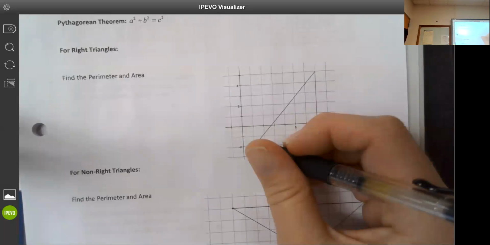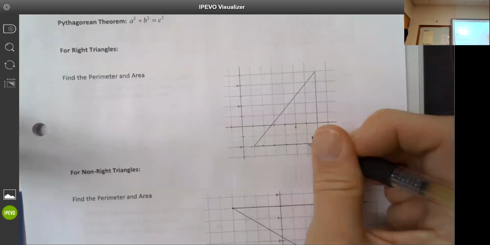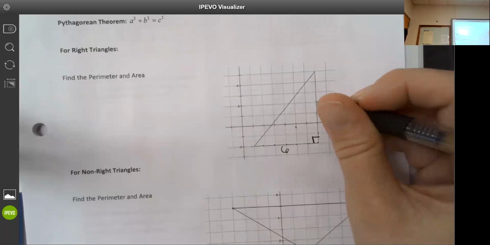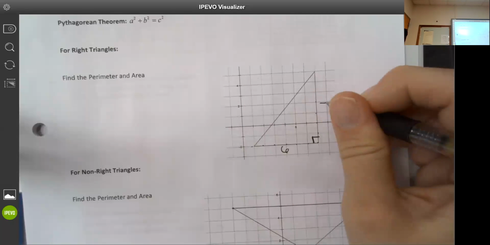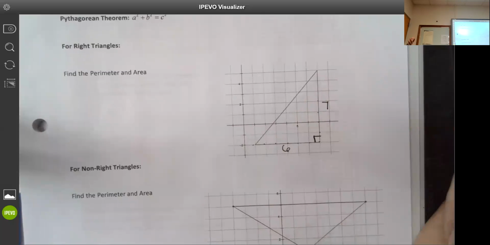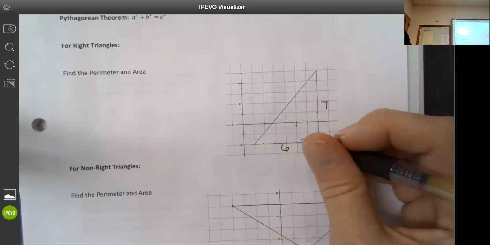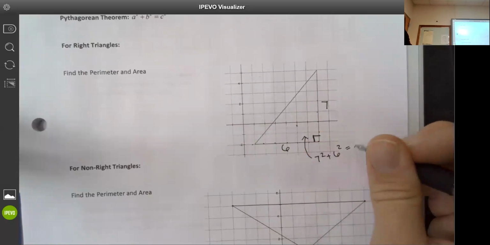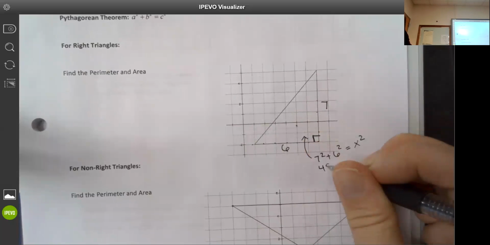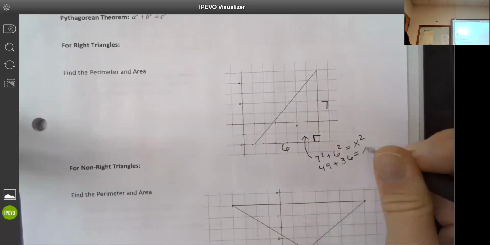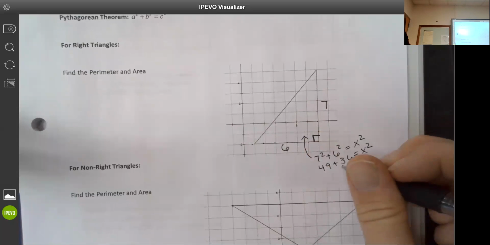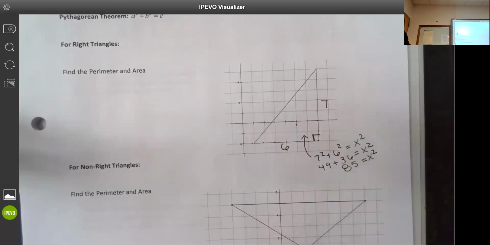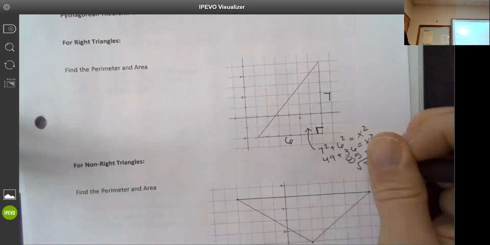So here, 1, 2, 3, 4, 5, 6. 1, 2, 3, 4, 5, 6, 7. It's a right triangle, so I can find my other length using the Pythagorean theorem. Which gives me 85. I can't simplify that, so it's going to stay as the square root of 85.